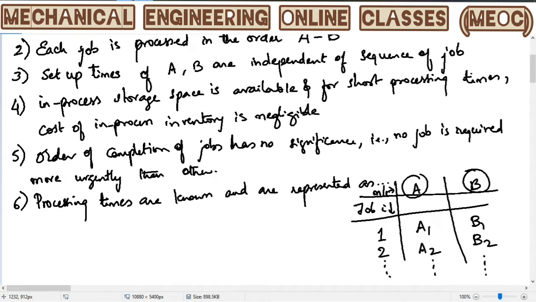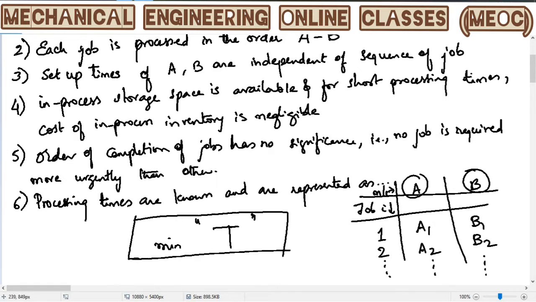And the objective is to find the optimum sequence of the jobs that will minimize the total elapsed time from the start of the first job on the first machine to the completion of the last job on the second machine. So if that total time is T, we minimize this total elapsed time for every job to be completed on both the machines. That will be our objective.